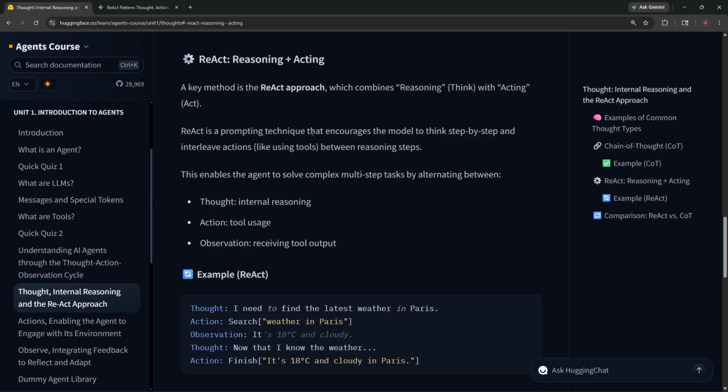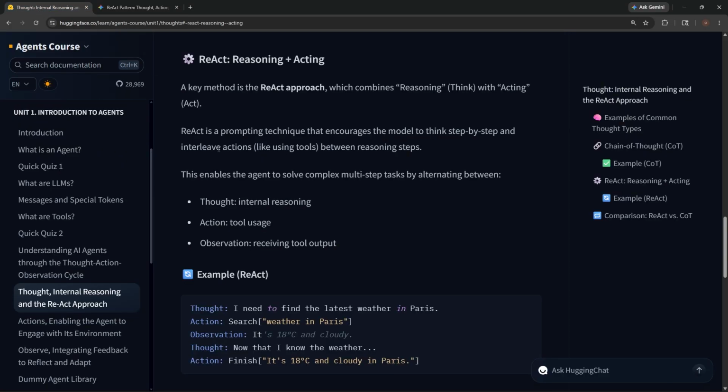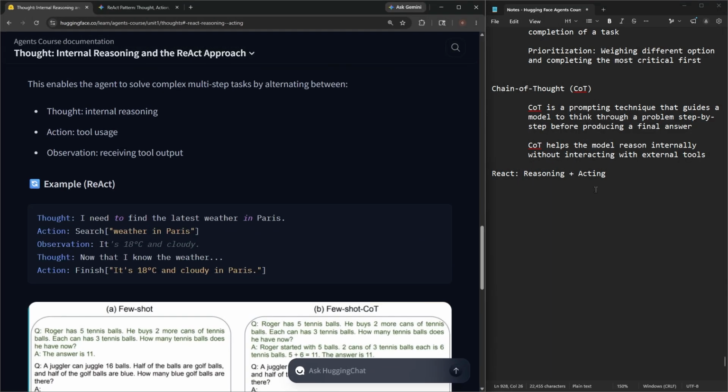ReAct is a prompting technique that encourages the model to think step by step and alternate actions in a repeating sequence, like using tools between reasoning steps. So they're just talking about one reasoning step, use a tool, next step, use a tool. This enables the agent to solve complex multi-step tasks by alternating between thought, internal reasoning, action, tool usage, observation, receiving tool output. All right, let's write this down, and then we'll look at the examples.